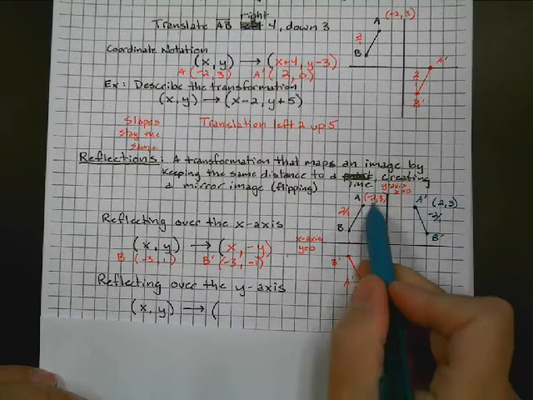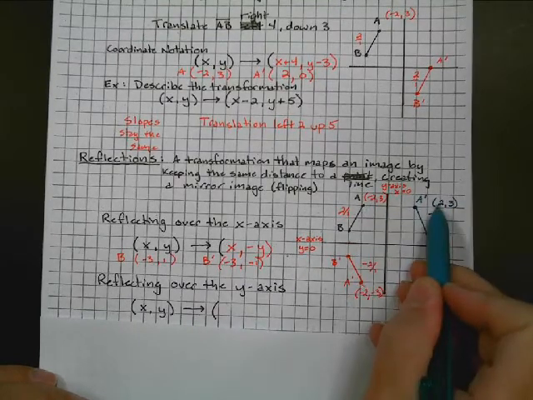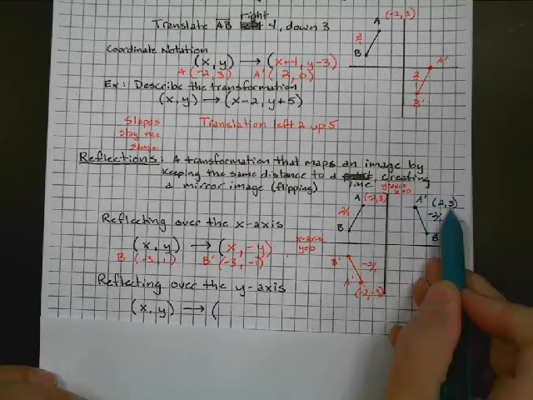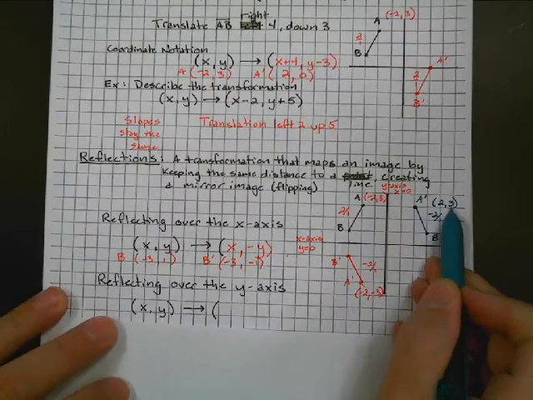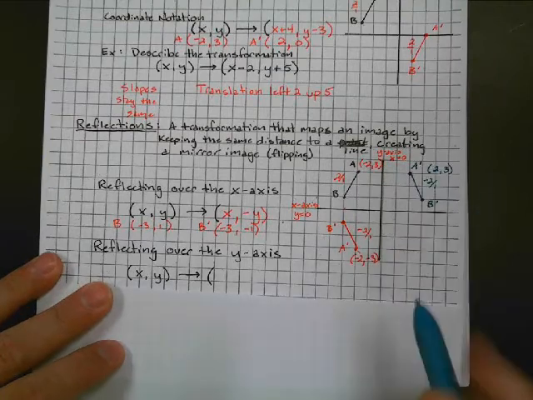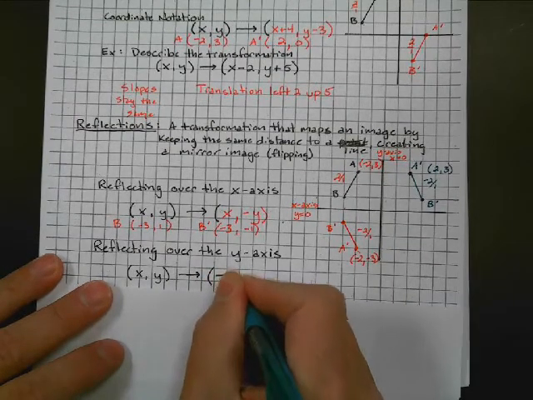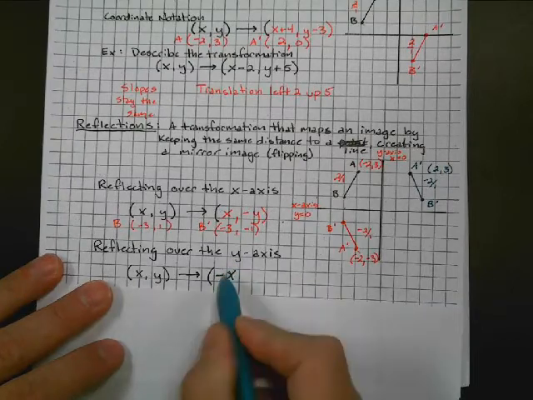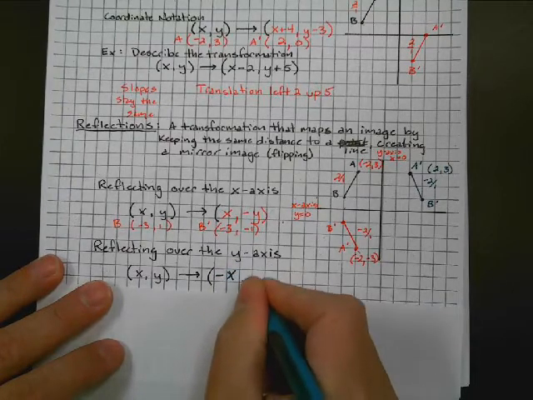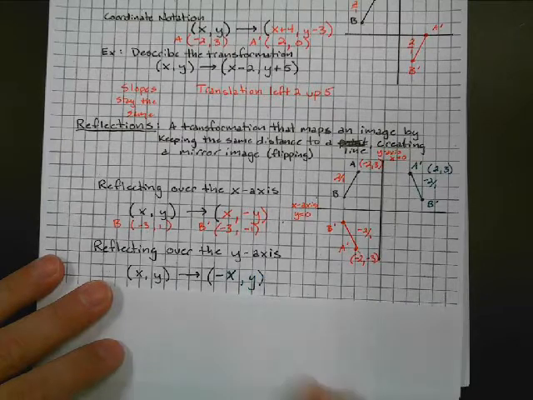So, did the x's change? Yes, the x's changed their sign. Did the y's change? No, the y's did not change at all. They're the same. So my coordinate notation for this one is the x's are changing their sign this time. So it's going to be (-x, y), because y stays the same.